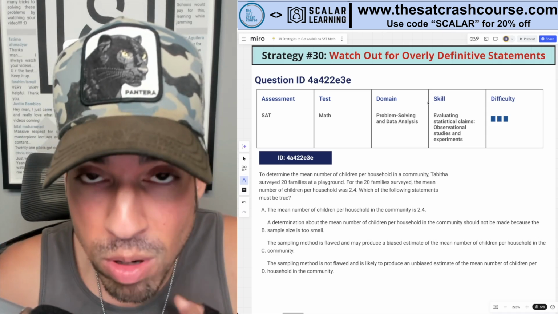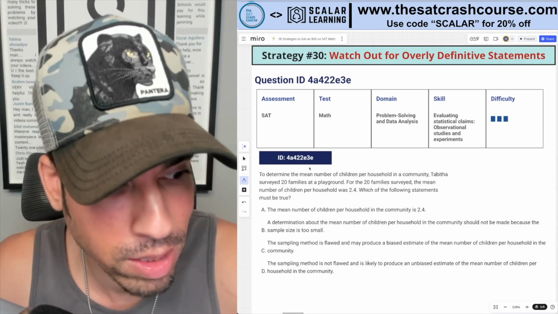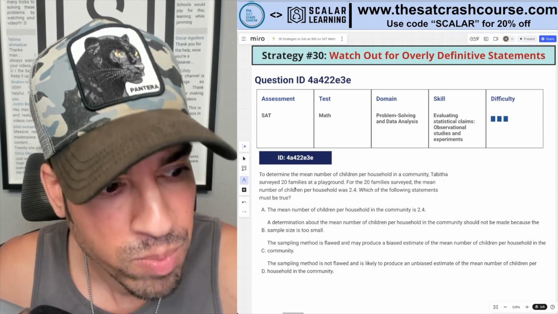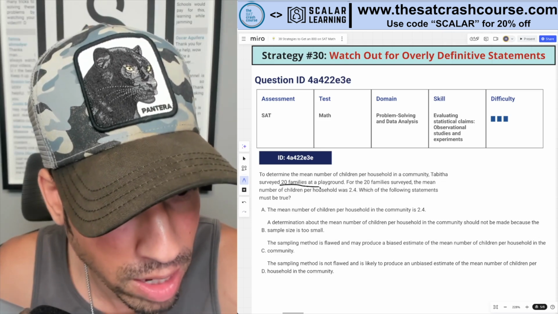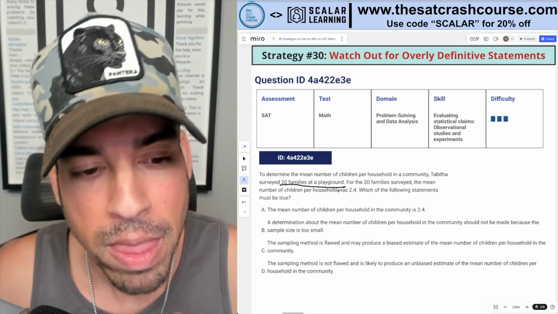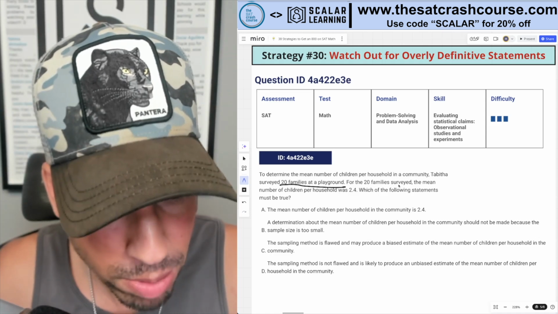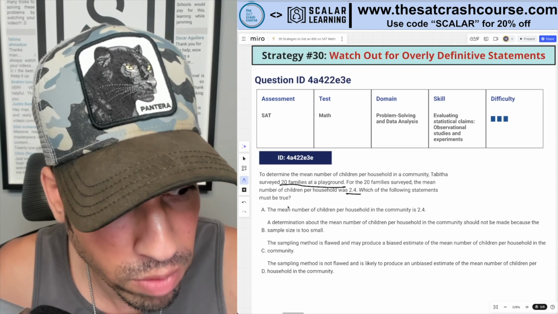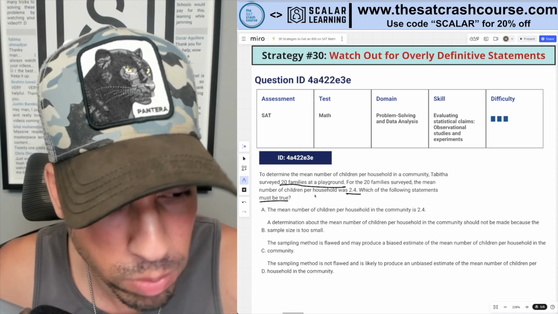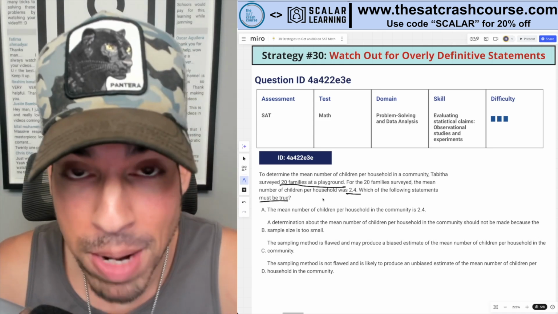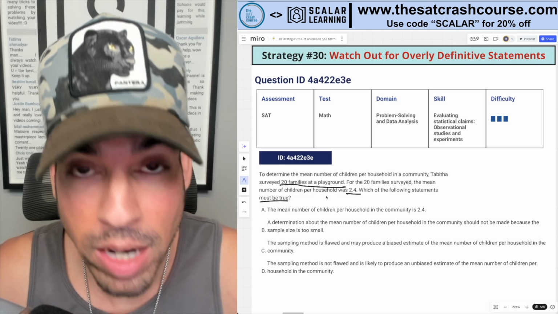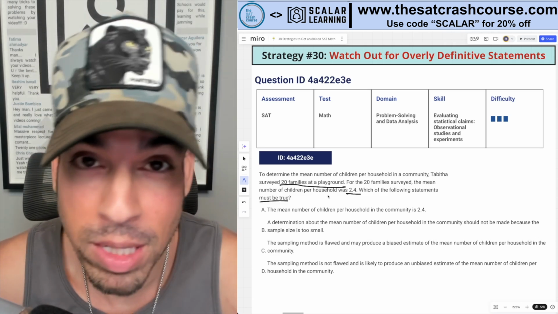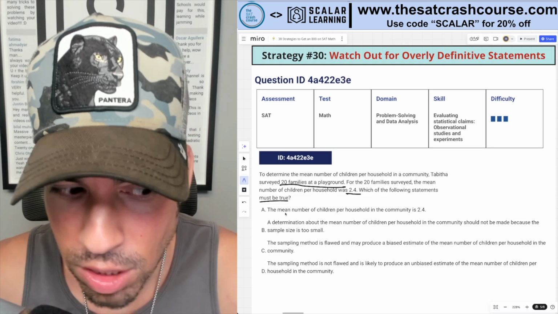I've already touched upon this in a previous question, but let's hit it again. To determine the mean number of children per household in a community, Tabitha surveyed 20 families at a playground. Again, the random sample is being taken at a playground. For the 20 families surveyed, the mean number of children per household was 2.4. Which of the following statements must be true? Now, I can already tell you there's got to be a bias here. This is clearly not a correct random sample. It's biased because if you're going to go to a playground, everybody there probably has kids, right? But anyways, let's look at option A.